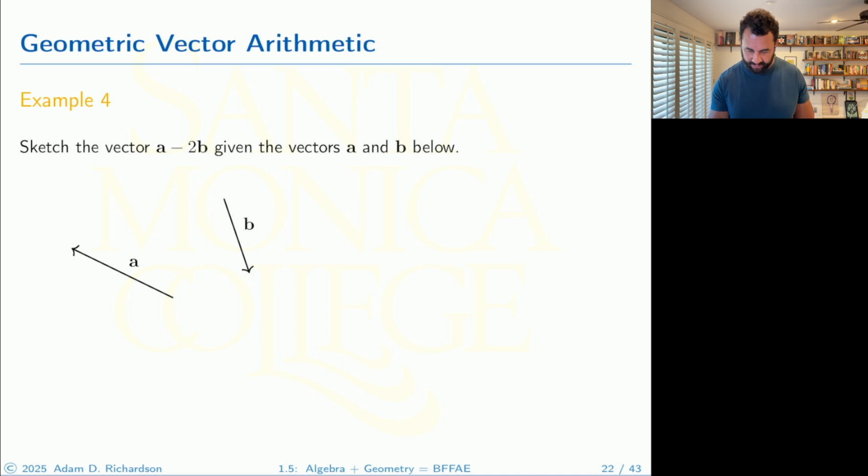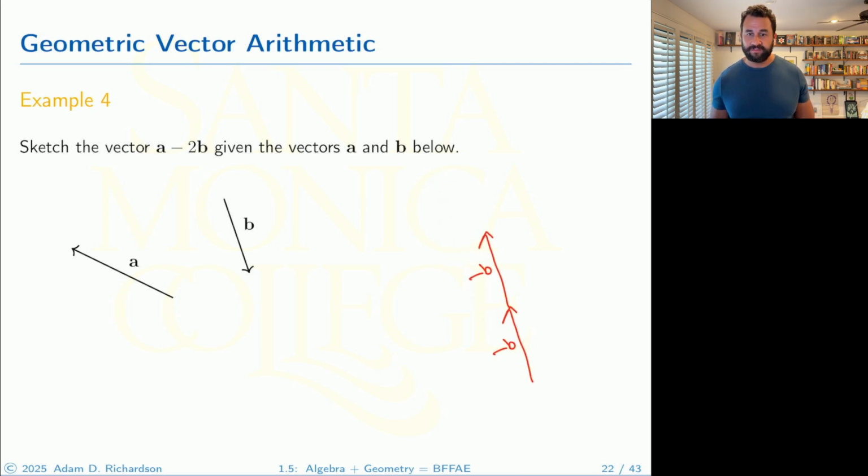I think I used red in the past. So, if this is b, then negative b should go the other way, like that. Okay, so there's negative b. And I'm going to need two of them. So I'm going to cheat a little bit and use my tablet to just duplicate this. Okay, so there's two b's right there.